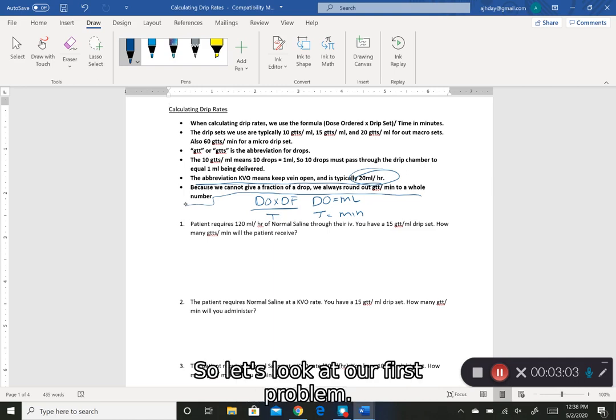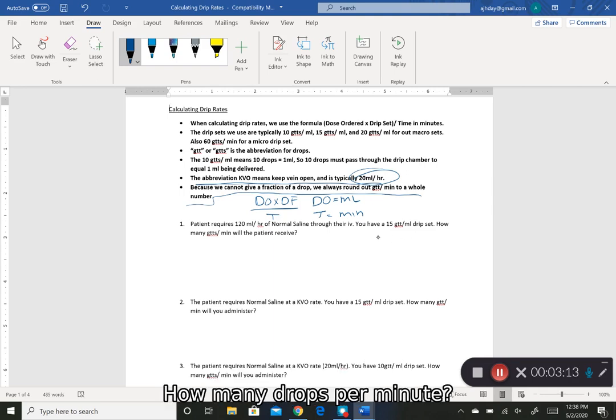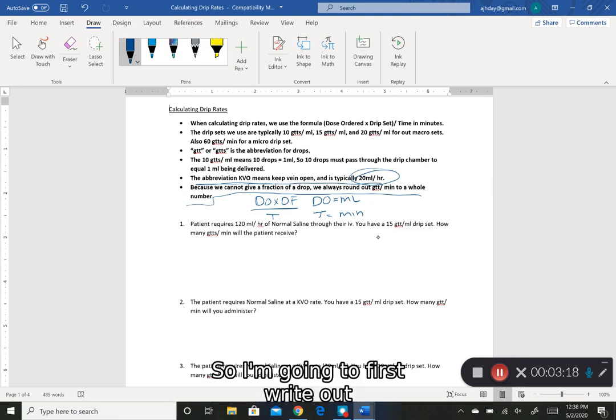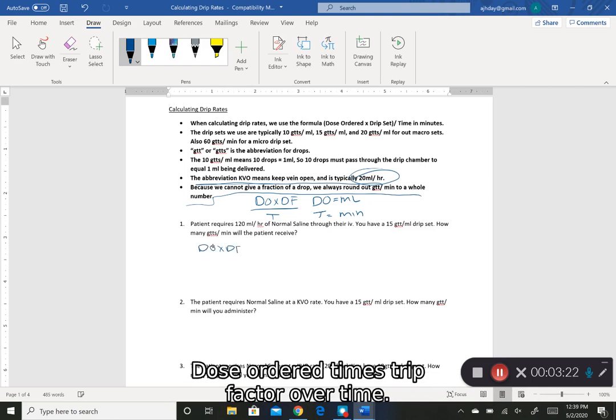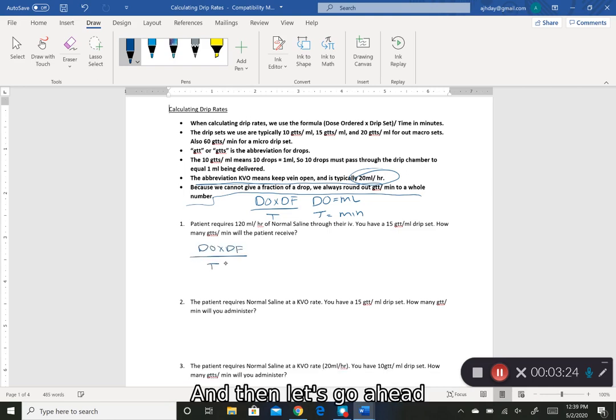So let's look at our first problem. Our patient requires 120 mLs per hour of saline through their IV. We have a drip set that's 15 drops per ml. How many drops per minute will the patient receive? So I'm going to first write out my formula like I always do: dose ordered times drip factor over time, and then let's go ahead and assign our values.